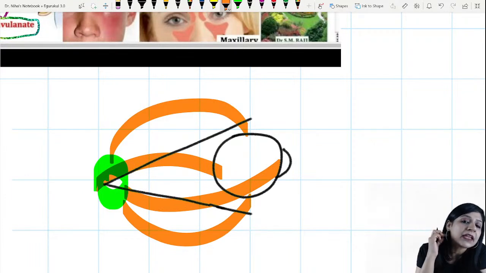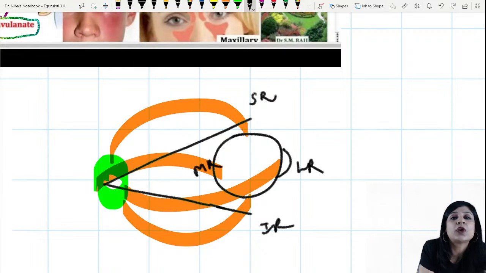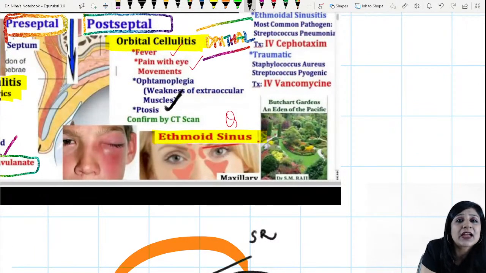So what is happening? If I have a problem with the orbital septum, these extraocular muscles are involved. These can be the superior rectus, inferior rectus, medial rectus, lateral rectus. All these muscles are involved, and that is why we have pain on ocular movements. Then we have got the ptosis. Why am I having ptosis? Because we have involvement of the LPS muscle also.